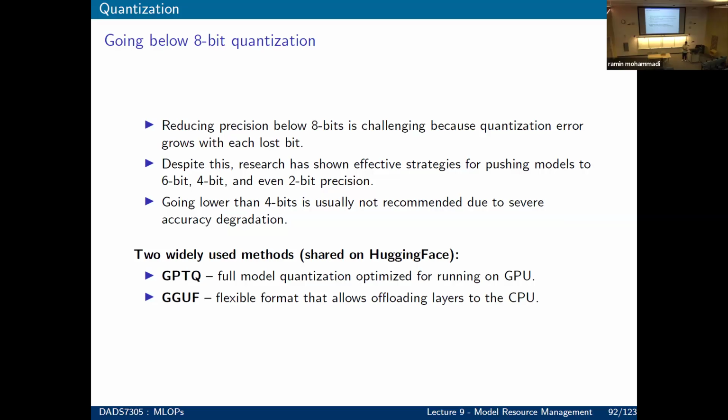GPTQ and GGUF. If you want to quantize for GPU, you go with GPTQ. If you want to quantize for CPU, GGUF. Basically, GGUF allows you to offload certain weight matrices to the CPU for the operation, instead of everything being on the GPU.